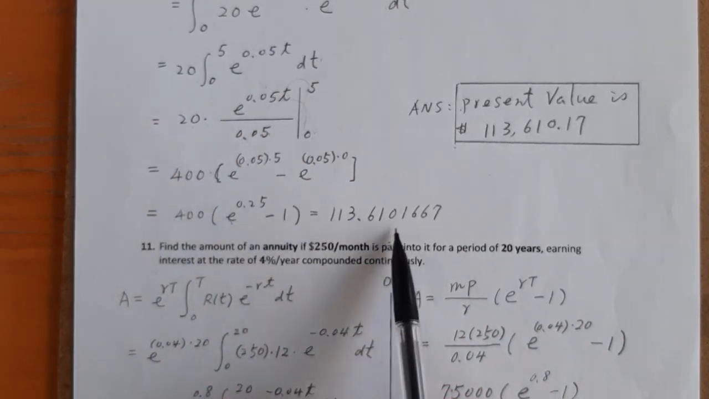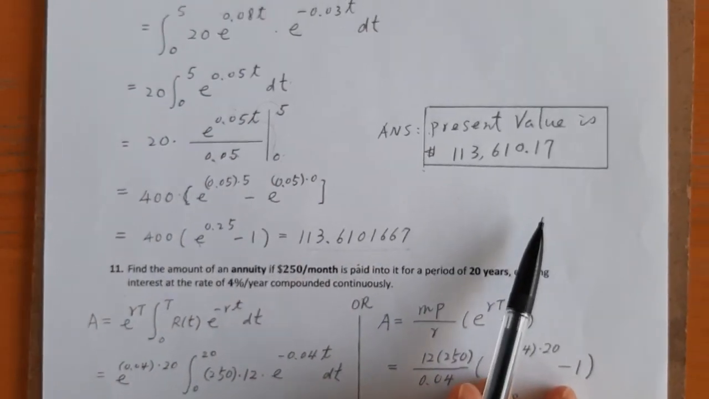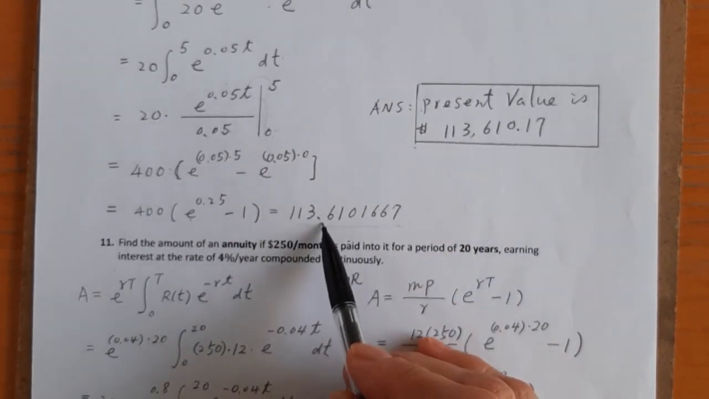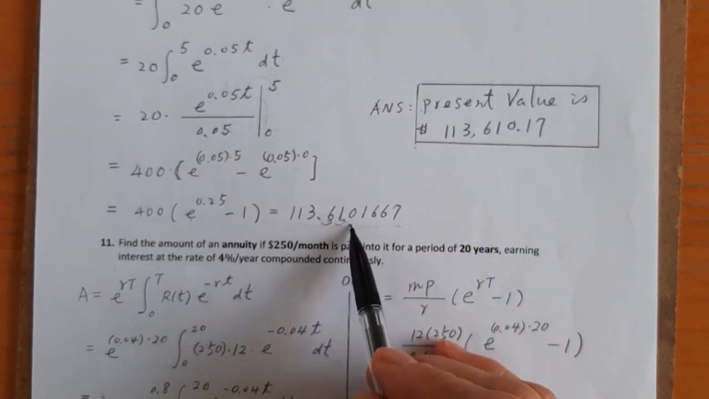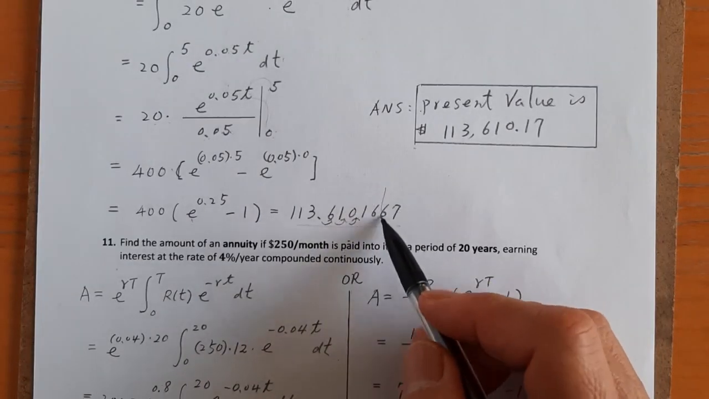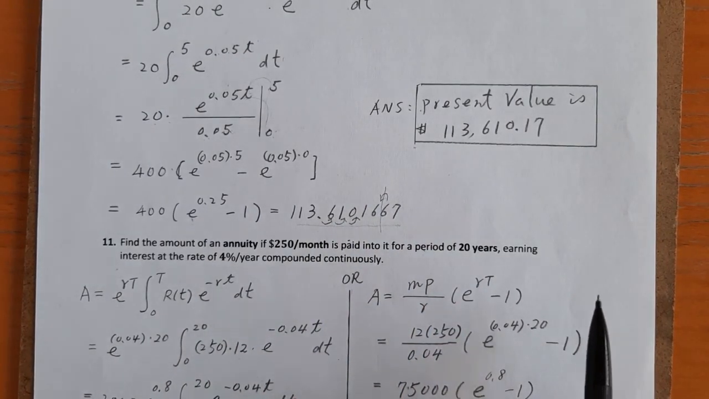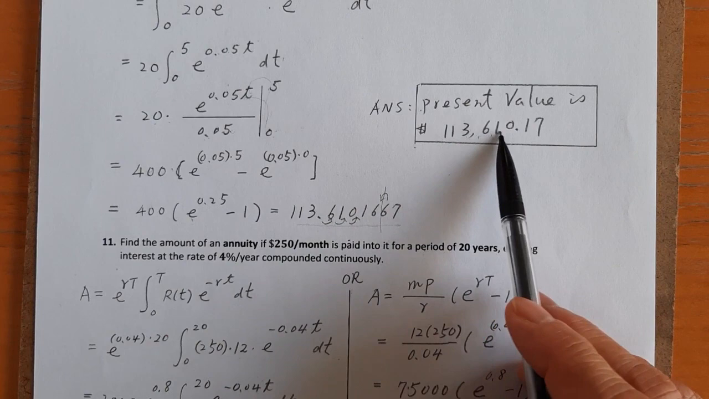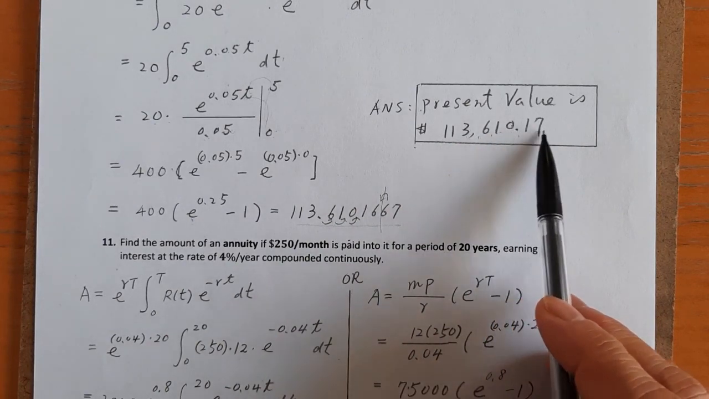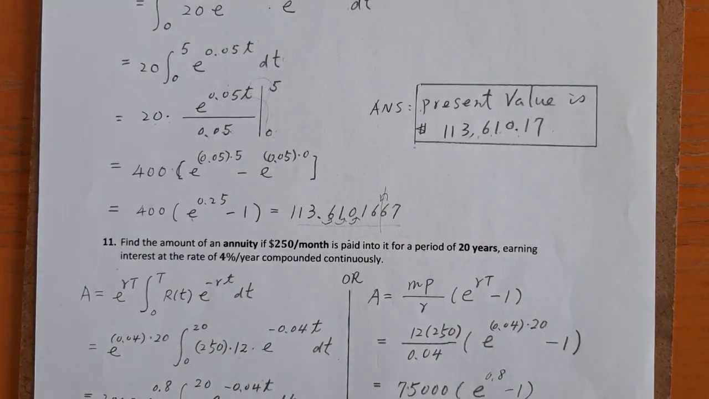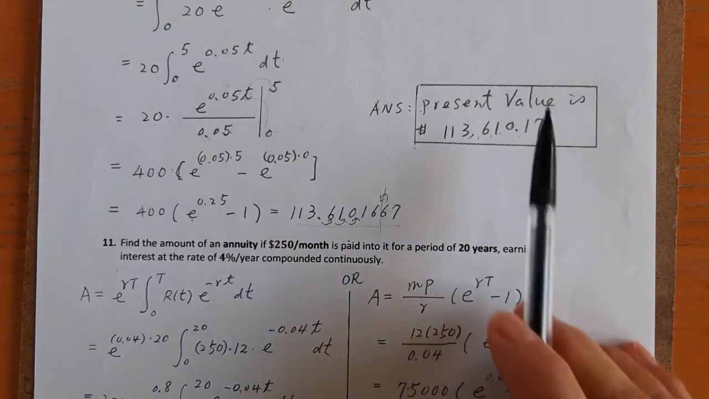And use the calculator. This is in thousands, so move the decimal point to the right 3 positions, up to here, and round up. So I got $113,610.17 is the present value.